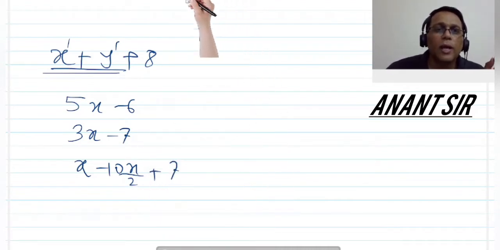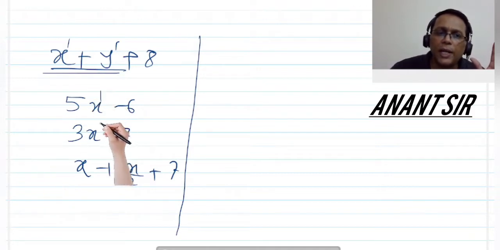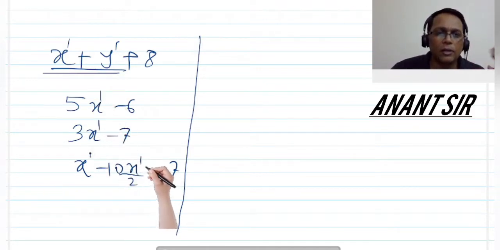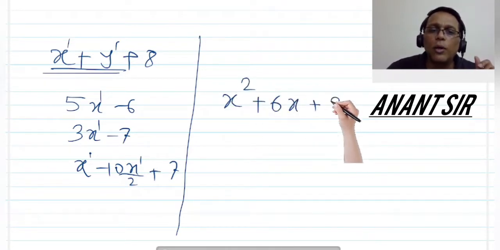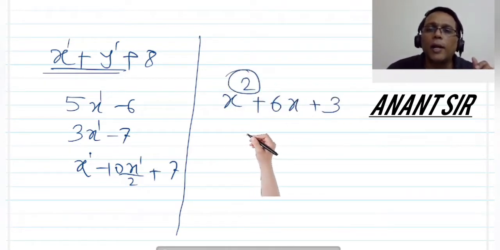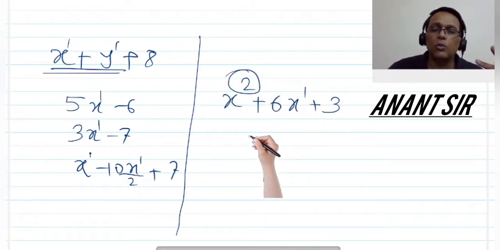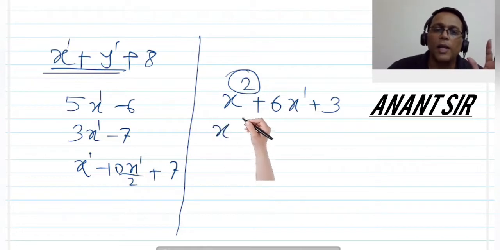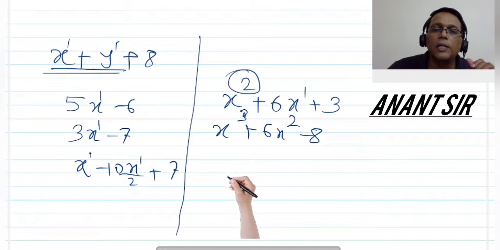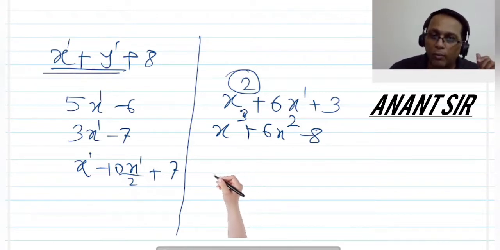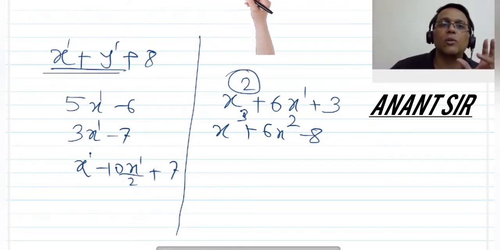Now is there any other type of polynomial also? If the degree is 1, I had told you that it is a linear polynomial. Now if the degree is 2, it is called a quadratic polynomial. Here you can see that the highest power is 2, so it is a quadratic polynomial. If the degree is 3, x cube plus 6x square minus 8, it is called a cubic polynomial.